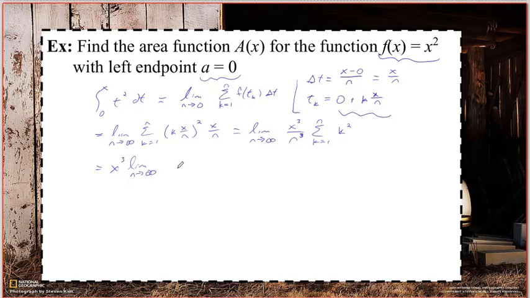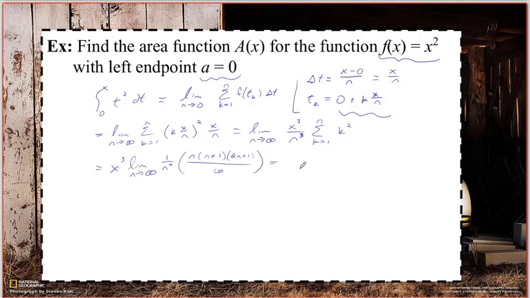The number of rectangles is going to infinity. It's the delta t's that are going to 0. So here I have 1 over n to the third. This will just help make things look better as I do my calculation. And then the summation of k squared we know is n plus 1, 2n plus 1, all over 6.